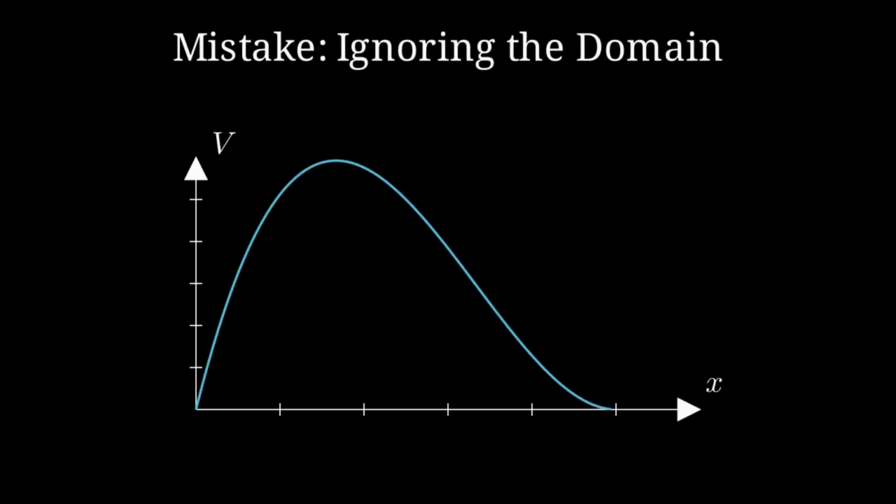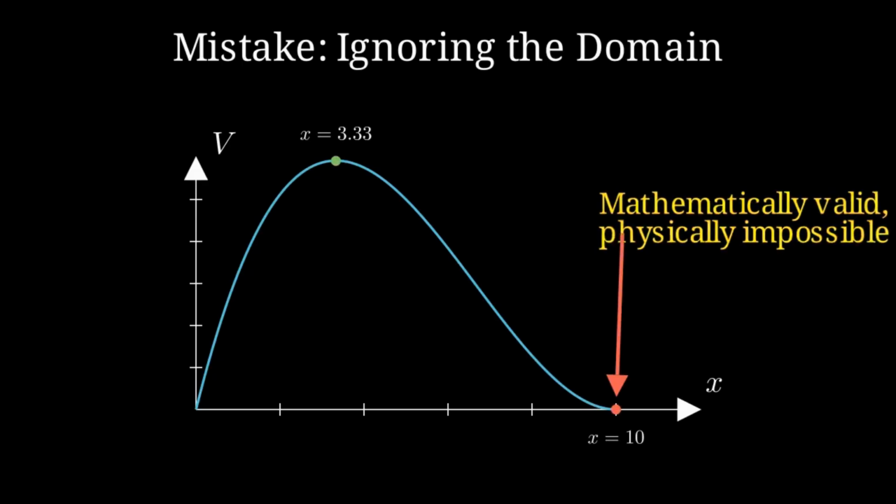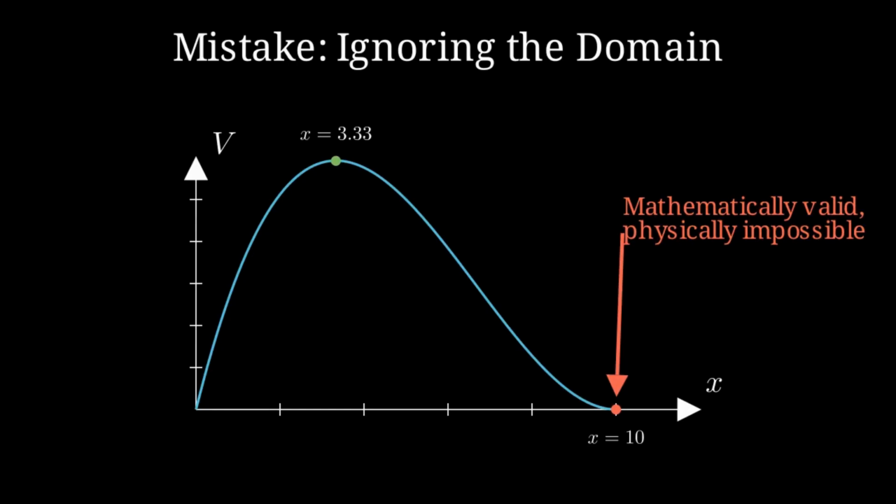Calculus will often give you 2 or more solutions. You must check which one makes physical sense. If one solution for x is larger than the sheet itself, discard it. Only the value within your defined boundaries is the true physical maximum.